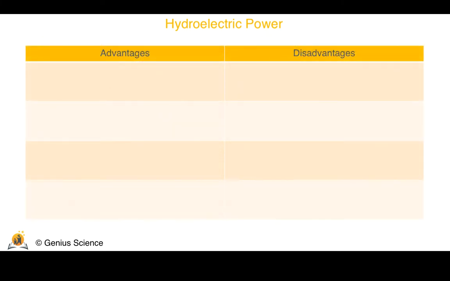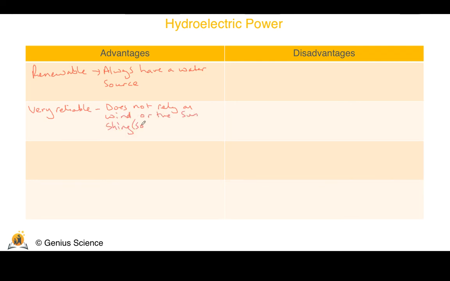Now for the advantages of hydroelectric power. Firstly then, we can say that an advantage of hydroelectric power is that it is a renewable energy resource. We will always have a water source. A second advantage of hydroelectric power is that it is very reliable. Hydroelectric power does not rely on the wind or the sun shining, like wind power or solar power respectively.